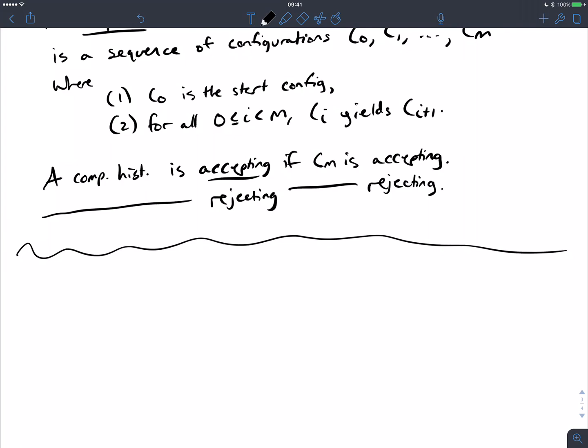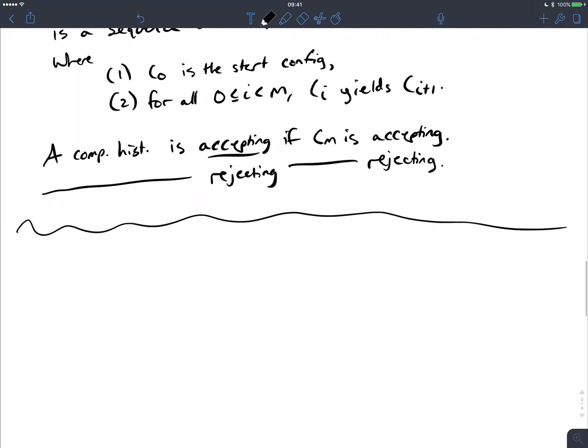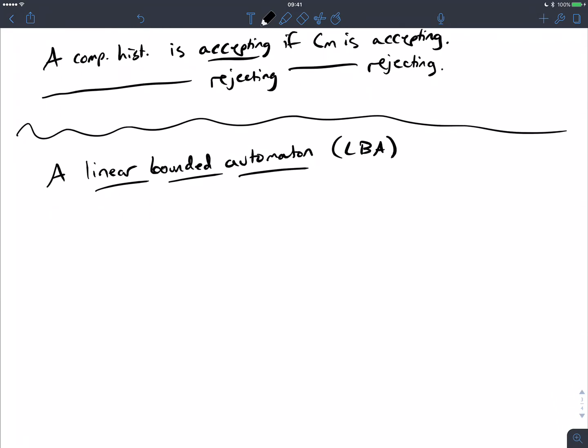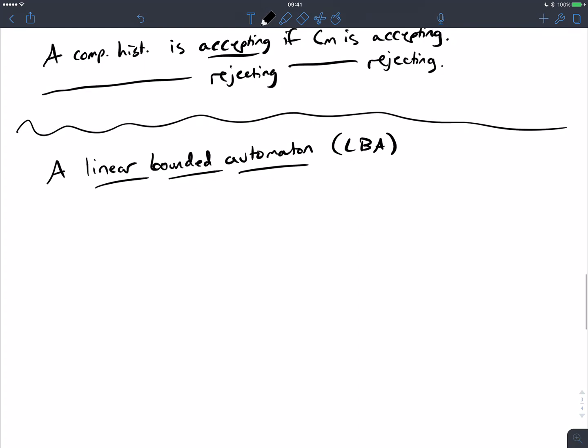What do you mean, never go beyond their input? So in this case, instead of a one-way infinite tape, we're going to have a fixed length tape where the tape's length is exactly the length of the input. And what these things are called are linear bounded automata, or LBAs. Don't worry, there's no pumping lemma for LBAs or whatever.